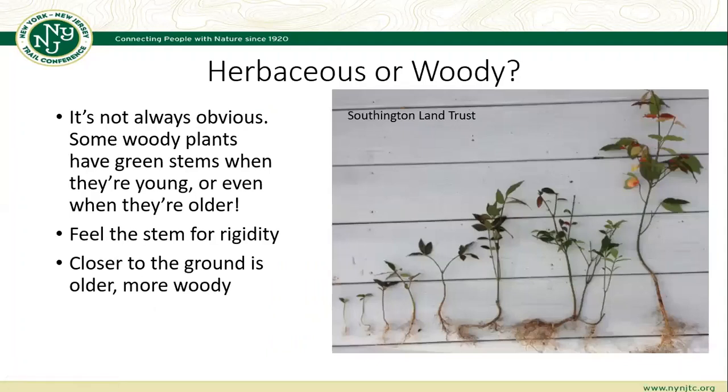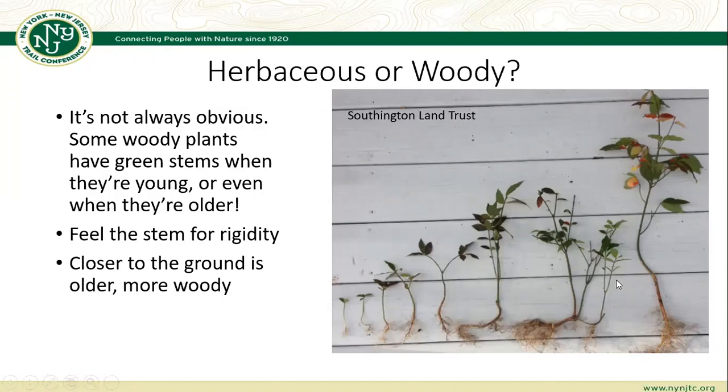So it's not always very obvious. Some woody plants will have green stems when they're young, and even when they're older, they might have green stems. So if you look on the right here, this is a common ornamental invasive used in landscaping. It's burning bush. It might be a little bit difficult to see, but it's green when it's young. And even as it gets older, you can see a lot of green stem tissue here.